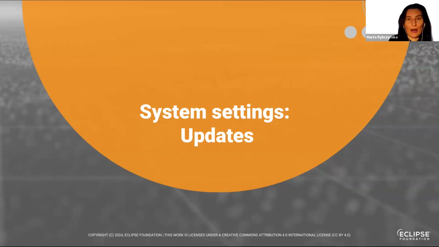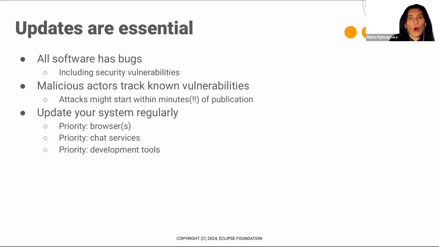You have probably heard about the practice of updating your system quite frequently, and yes, I'm not going to skip this one. All software has bugs, we know it, and some of those bugs can be used by attackers, and in this case we call them security vulnerabilities. Malicious actors actually look into known vulnerabilities. And there is research showing that in some cases, attacks might start within minutes after a publication of a good-looking vulnerability. So, update the system regularly.